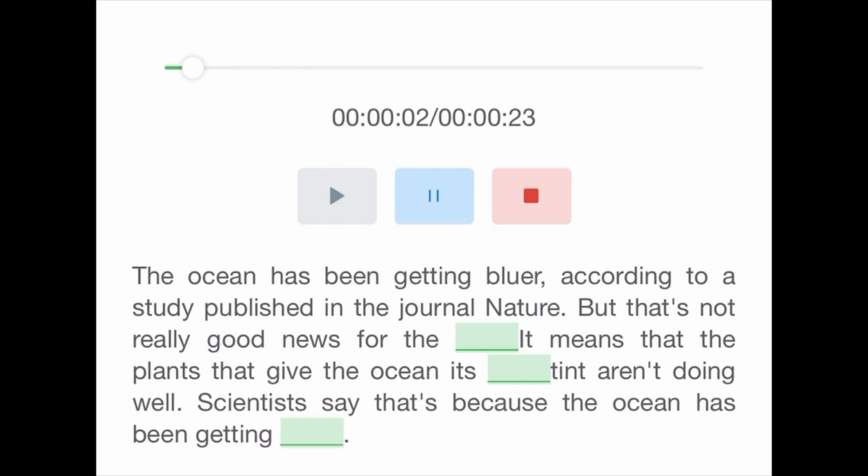The ocean. The ocean has been getting bluer, according to a study published in the journal Nature. But that's not really good news for the planet. It means that the plants that give the ocean its green tint aren't doing well. Scientists say that's because the ocean has been getting warmer.